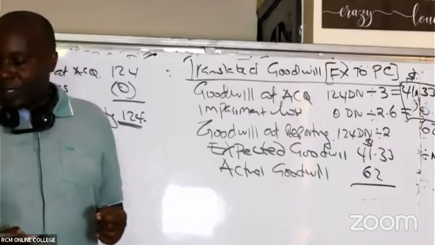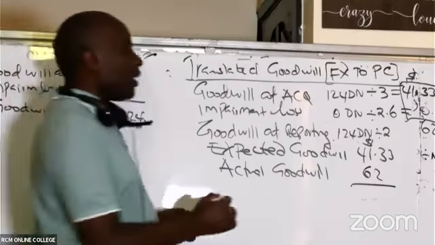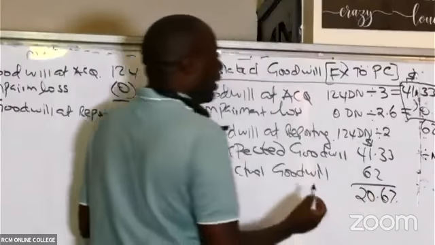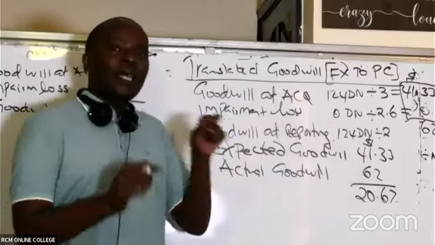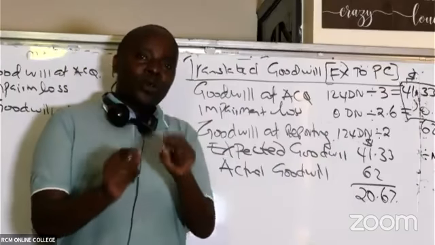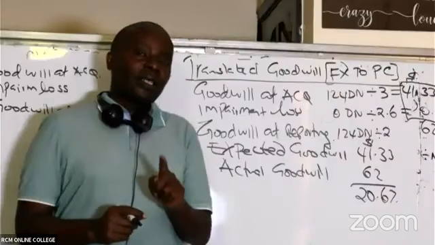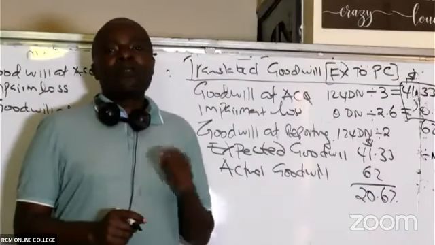What is the difference? The exchange difference is 20.67. But now remember, this 20.67, ladies and gentlemen, I can see it's a growth here. So this is a Forex gain, a foreign exchange gain.